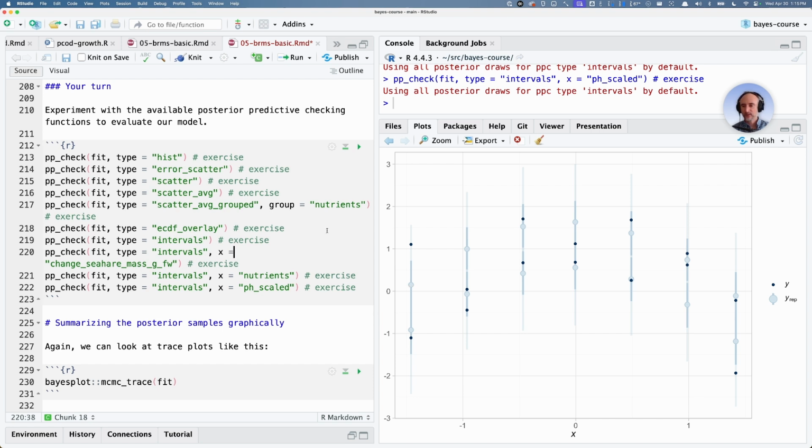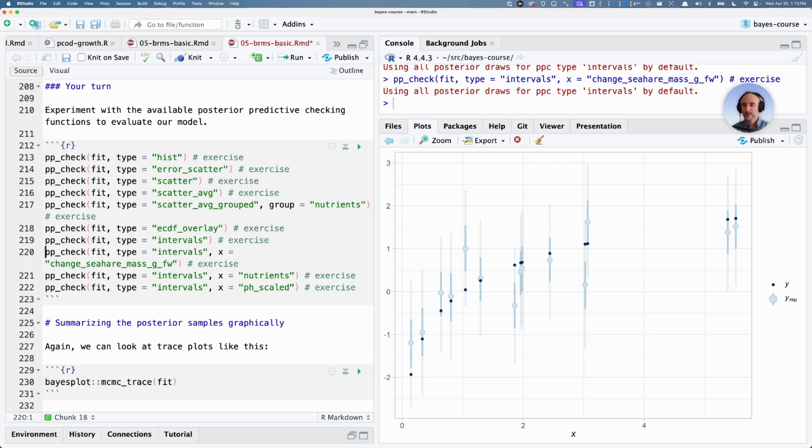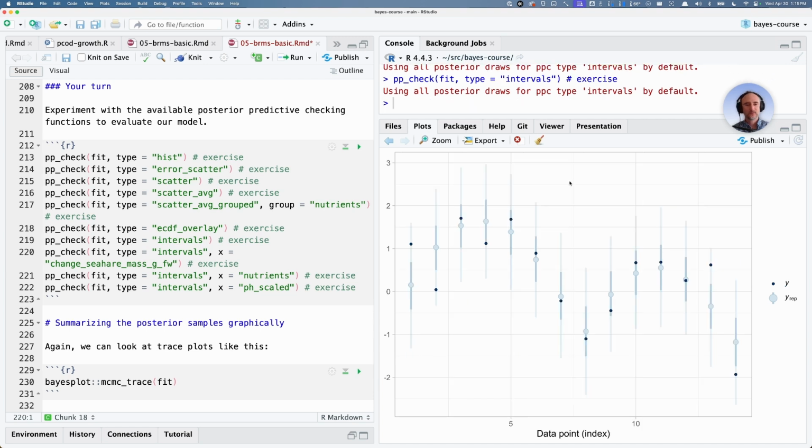If I just do it by order, maybe it's easier to see. This one here. So that's just the order, on the x-axis, the order they were in the data frame. So that splits out the nutrients and no nutrients. So we can see here the observations versus the distribution of the simulations.